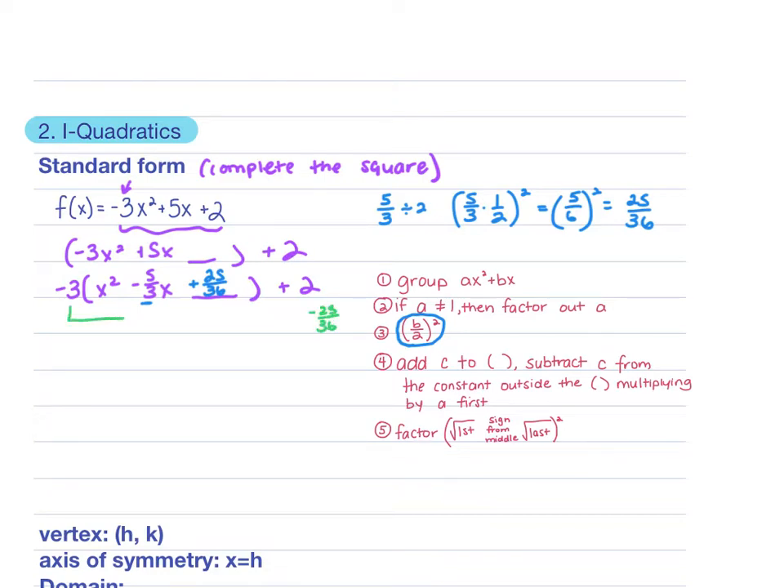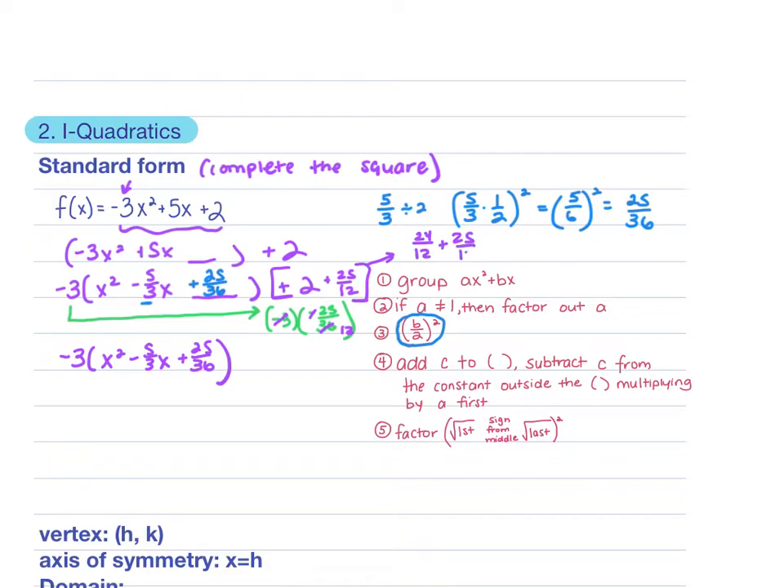But because we took something out, I have to multiply it by that first. That's going to go in 12 times. These both become positive, so this would be a positive 25/12. Now I'm going to rewrite it: negative 3x squared minus 5 over 3x plus 25 over 36. And now I have to add these two together. So 2 becomes 24 over 12 plus 25 over 12, and I get positive 49/12.